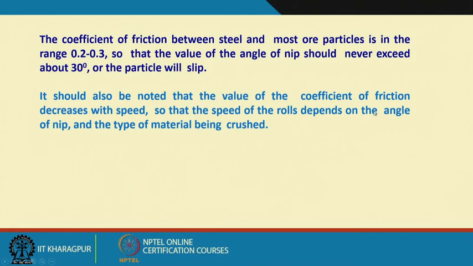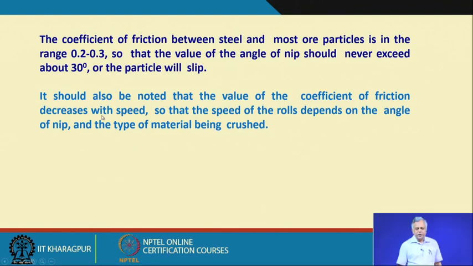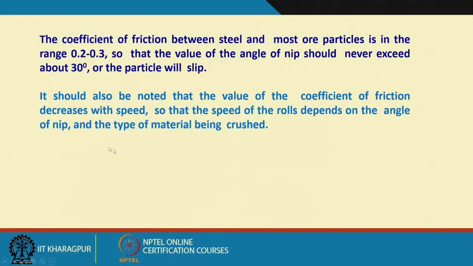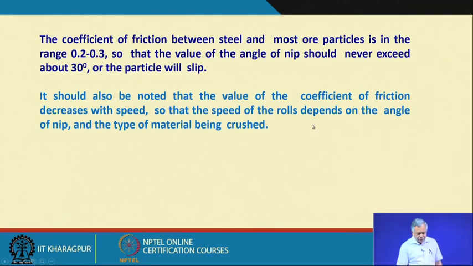It should also be noted that the value of the coefficient of friction decreases with speed. So, that means we should also consider the dynamic coefficient of friction. So, the speed of the rolls depends on the angle of nip and the type of material being crushed. Anyway, you do not have to go into that depth.